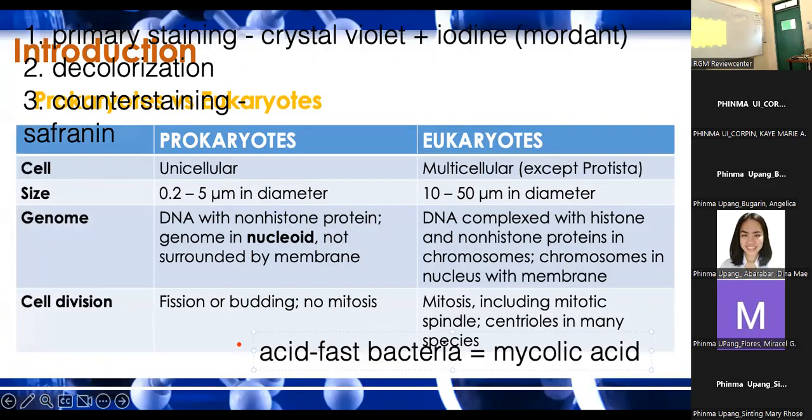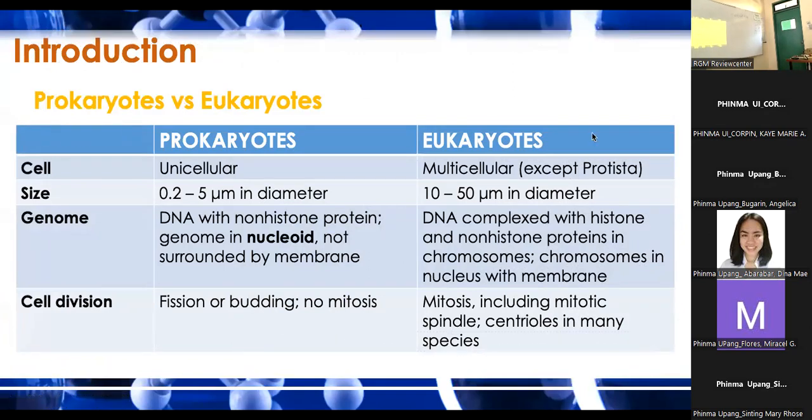Summary of the differences between prokaryotes and eukaryotes. So do not forget the following. Your prokaryotes are all unicellular, while your eukaryotes are multicellular, except for the protista, the protozoans, which are unicellular eukaryotes. And the fungi, when in yeast form, are also unicellular. And of course, the eukaryotic cells are much larger than the prokaryotic cells.